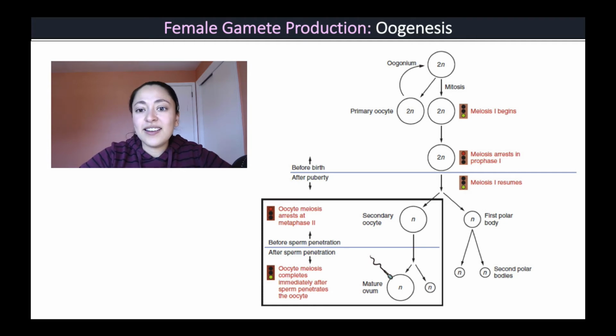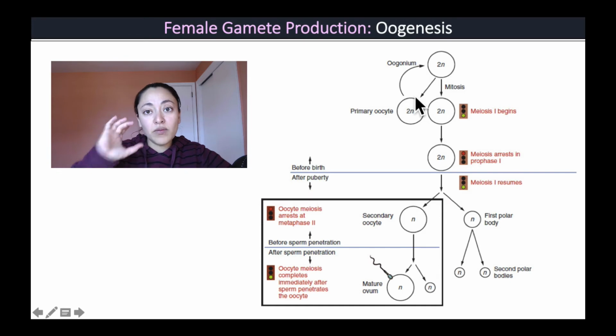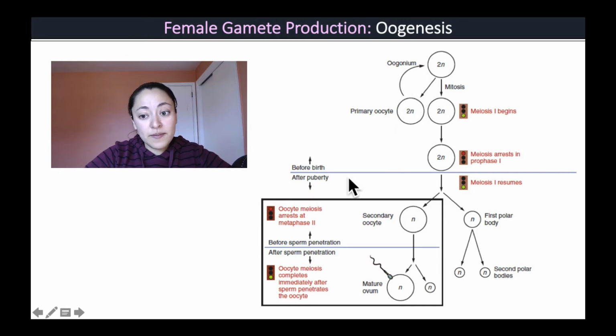So again, let me review this. We have the oogonium. It undergoes mitosis to create primary oocytes. These primary oocytes are arrested in development until puberty. Then during puberty, every month, some of these will become secondary oocytes. The secondary oocytes are what are ovulated from the ovaries. And if fertilization doesn't happen, the secondary oocyte will just die. The only time the secondary oocyte will complete meiosis 2 is if fertilization happens from a sperm. And then it will complete that last round of division.